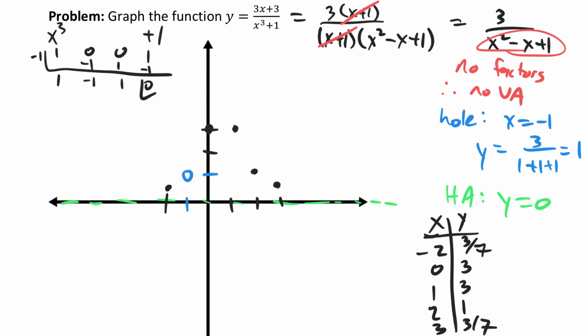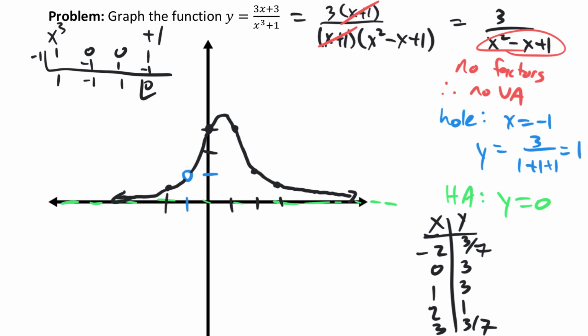So we've got these points, and we've got to connect them. So we go here, here, here, like that. And then, well, we have to approach the asymptote, so let's kind of flatten out. And there we go, there's our graph. This is the graph of the function.